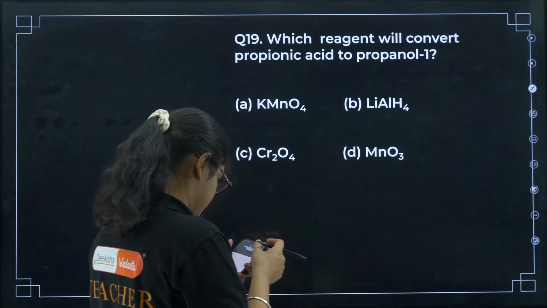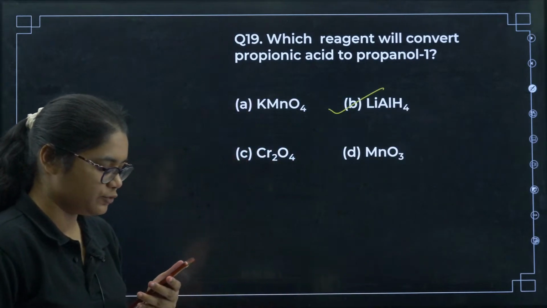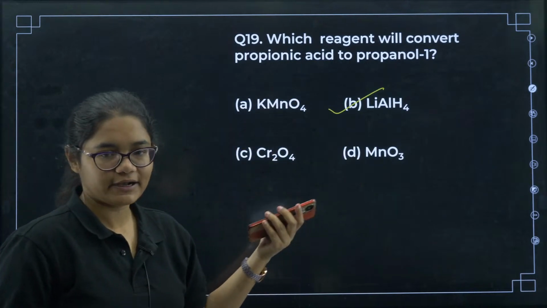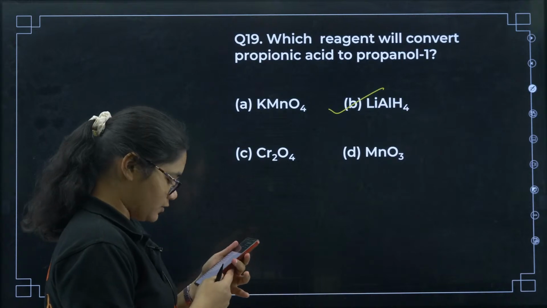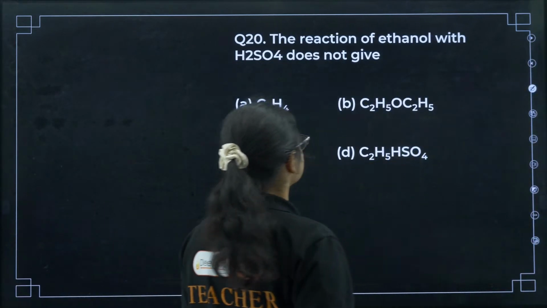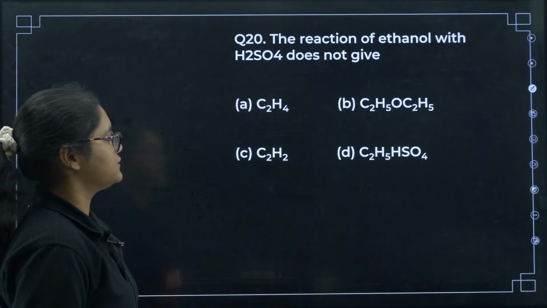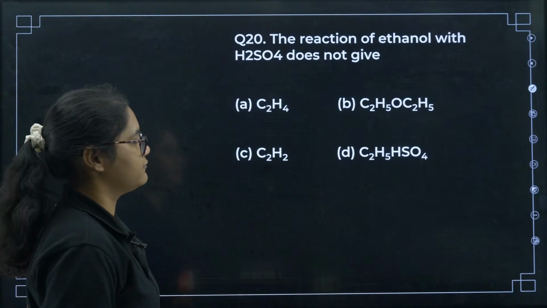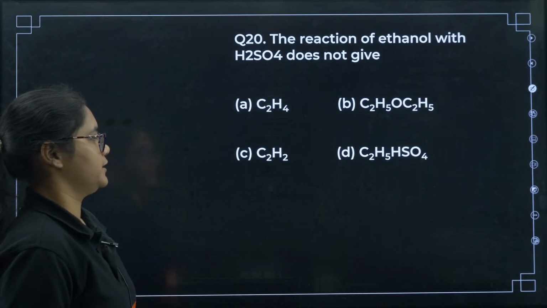Yes, Pradeep is correct. Lithium aluminium hydride will give you acids to alcohols, right? Direct question, reduction mechanism, very strong reducing agent, alcohols are produced. Okay, last question, students. The reaction of ethanol with H2SO4 does not give. Be very careful. Which one is not produced here?